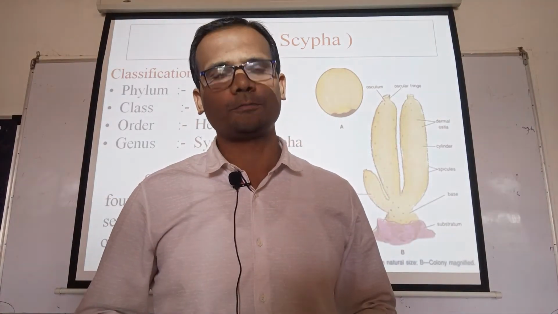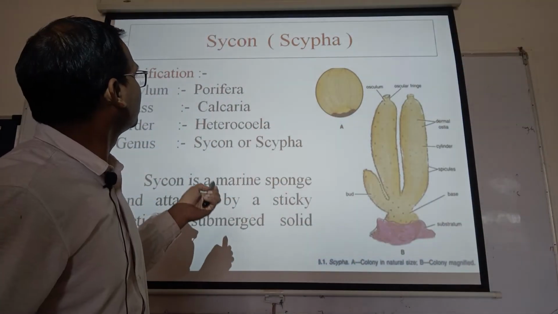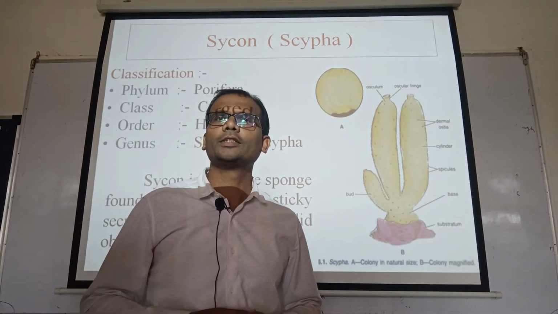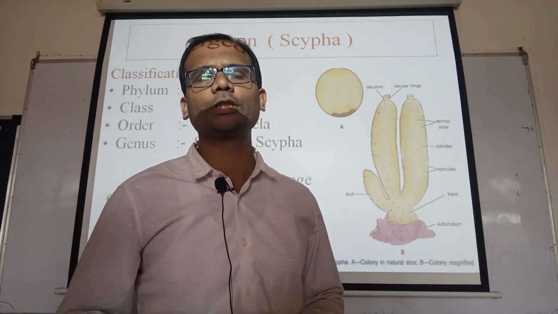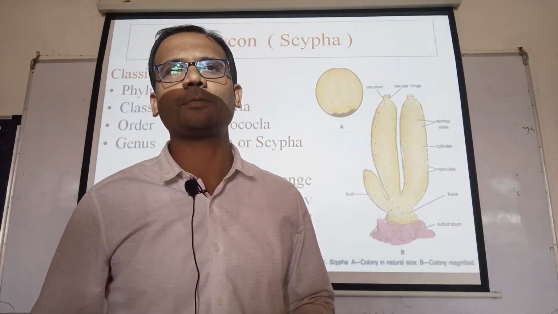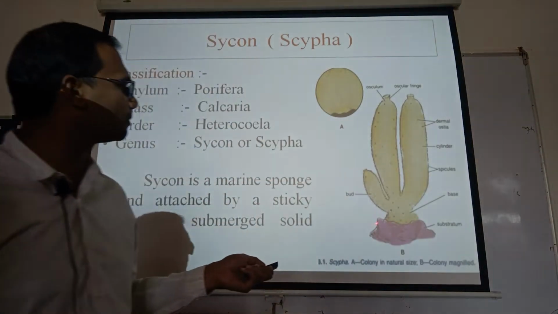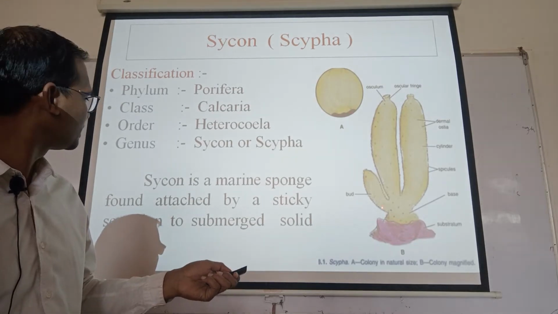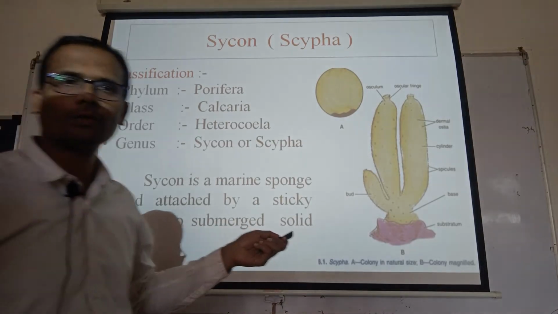Today's topic is the Porifera specimen, which is present in our syllabus. That is Scypha. The classification is: Phylum Porifera, class Calcarea, order Heterocoela, genus Scypha, also called Sycon. Scypha is a marine sponge, attached to the solid substratum by a sticky secretion.